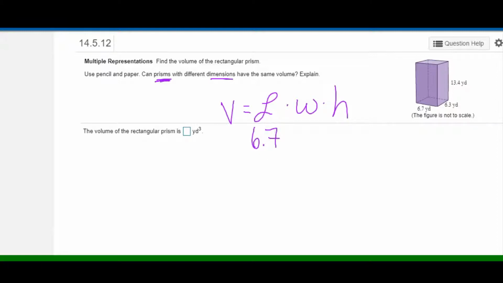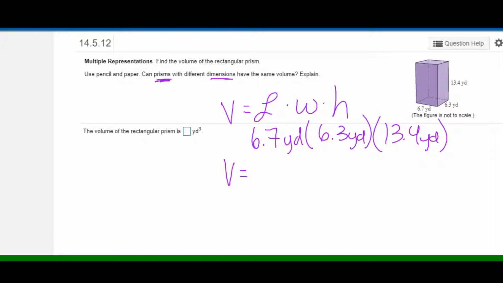So we have 6 7/10 yards times 6 3/10 yards times 13 4/10 yards. And you have to evaluate using the order of operations. So we have multiplication. So we're going to multiply 6 7/10 times 6 3/10 to get 42 and 21/100 yards squared. Now that's a reasonable answer, because we have 6 as our whole number here, which rounds to about 7. And then we have 6 here. So 7 times 6 is about 42. So this is a reasonable answer.